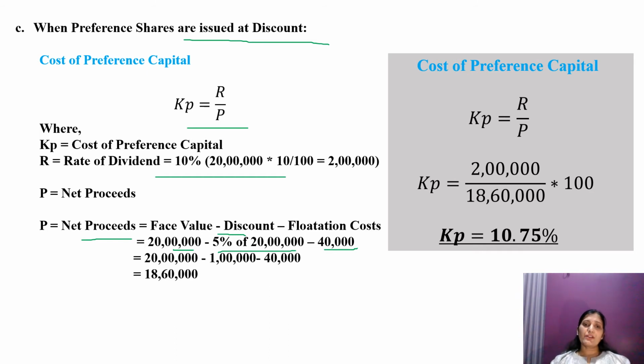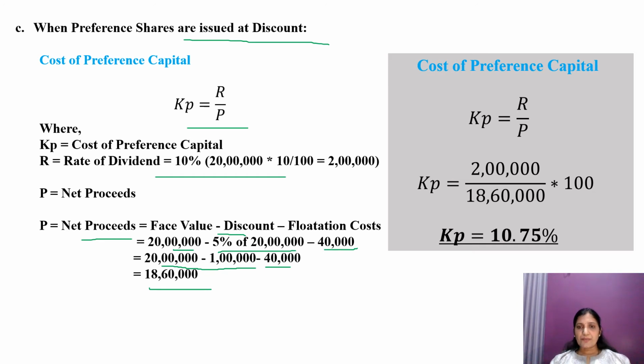So no need of going for 2% or something like that. If it is in percentages, we have to reduce this first, face value minus discount, and then on that there will be a percentage of flotation cost. But here it is per share charges. So here it is directly 20 lakhs minus 1 lakh, that is 5% of 20 lakhs, minus 40,000. It is 18 lakhs 60,000.